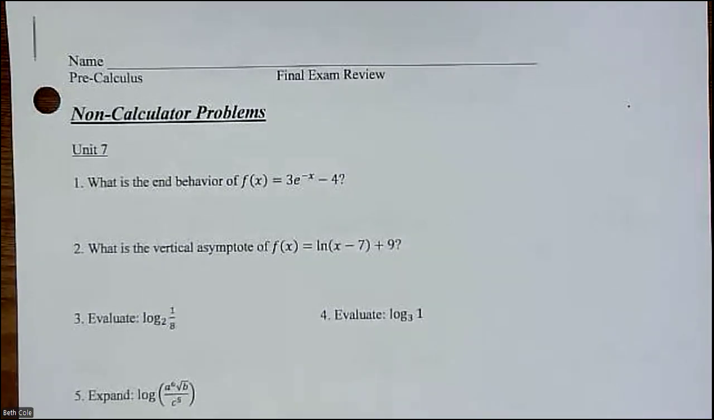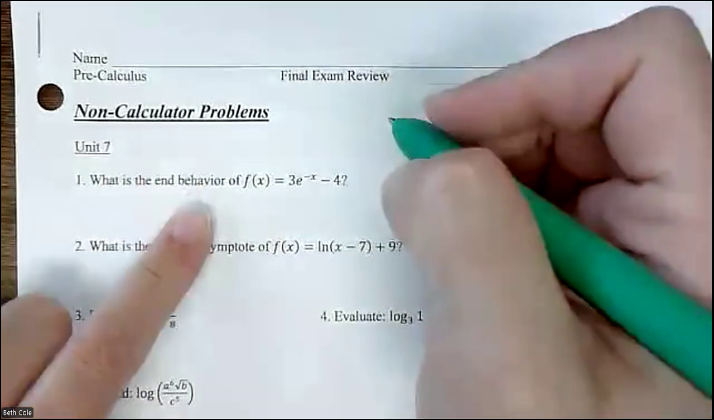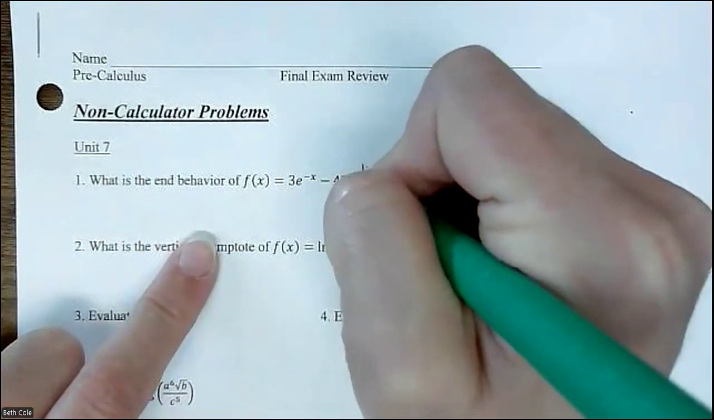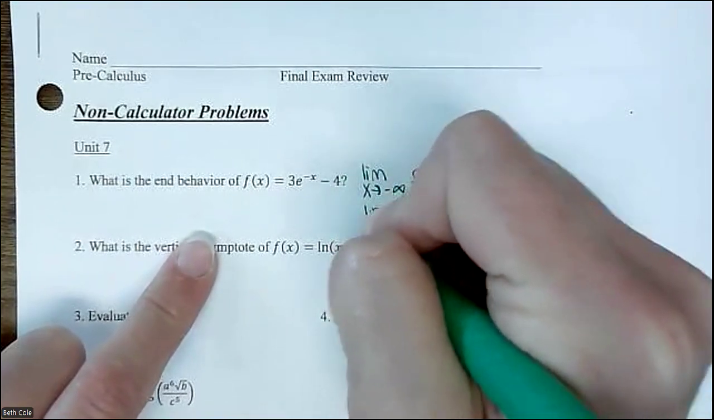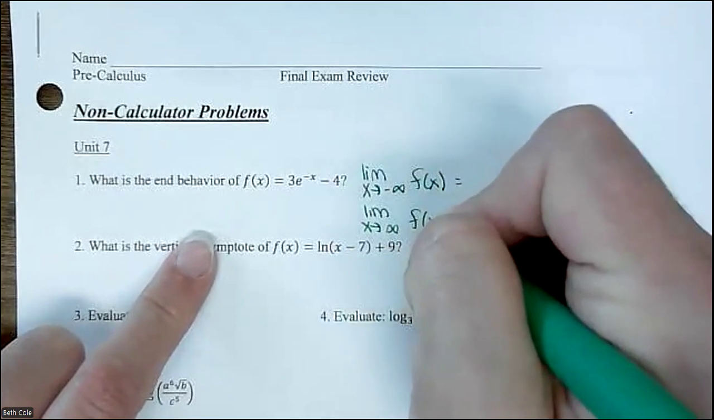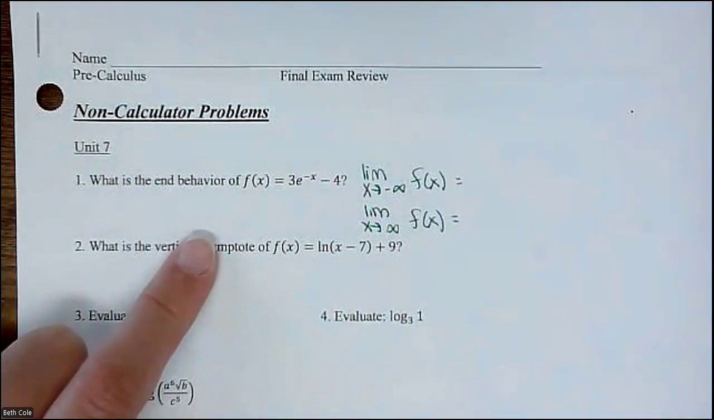So back to unit 7, this was your exponential logarithmic unit. This is asking for end behavior. So let's just go ahead and set it up. Limit x goes to negative infinity f of x. Limit x goes to positive infinity f of x. Again, on the test, you won't have to write that because it is multiple choice.